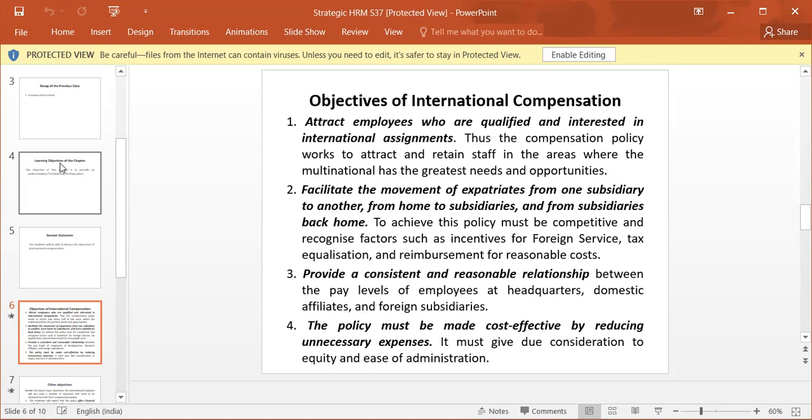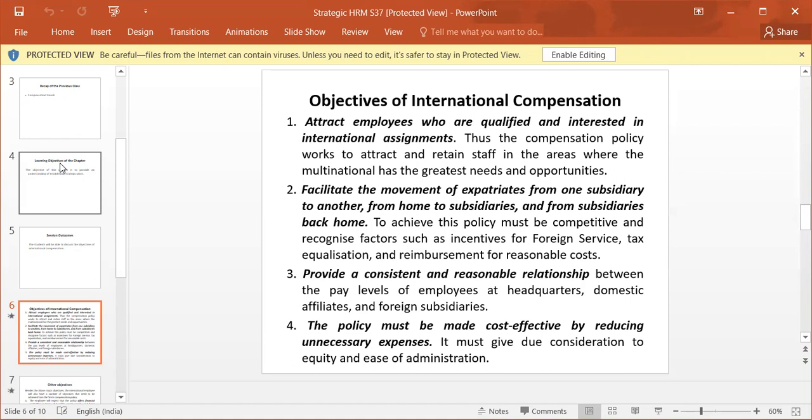Number two, it should facilitate the movement of expatriates from one subsidiary to another, from home to subsidiaries, and from subsidiaries back to home. To achieve this policy, one must be competitive and recognize factors such as incentives to foreign service, tax equalization, and reimbursement for reasonable cost.